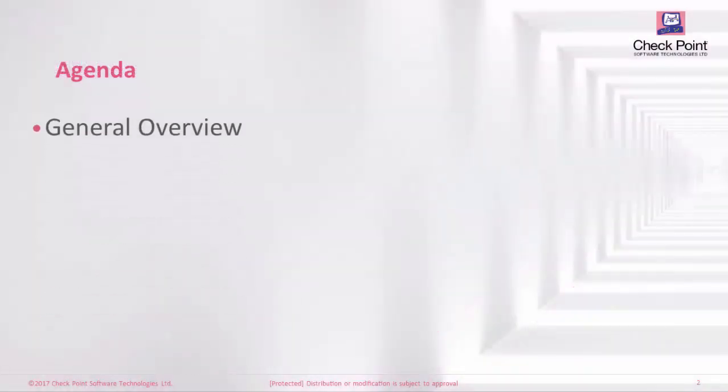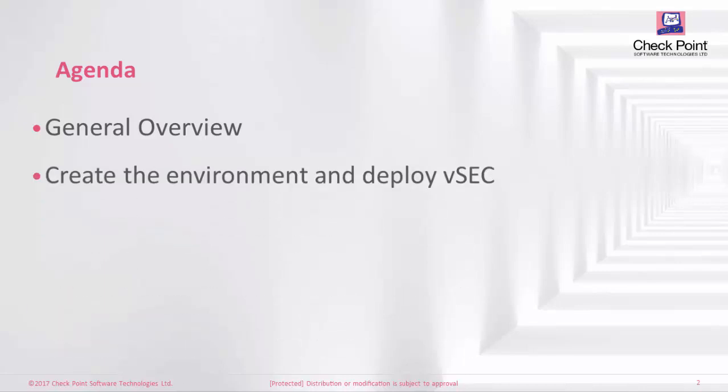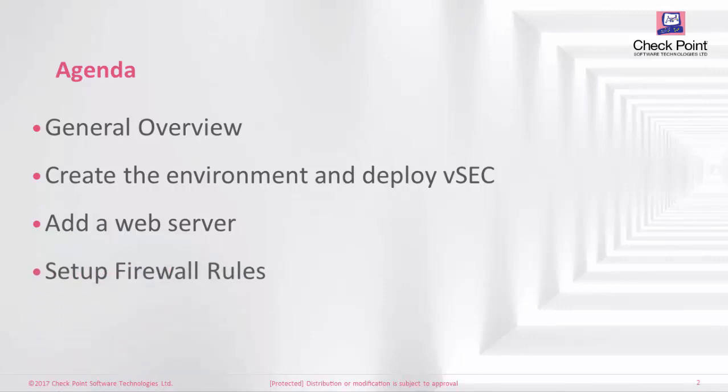We will start with a general overview of our environment and the topology that we are about to implement. We will continue and create the environment and deploy vSEC on top of it. We will add a web server onto the environment into a secure location. We will set up the firewall rules to securely publish the web server to the internet. And we'll demonstrate the adaptive policy feature within Checkpoint.